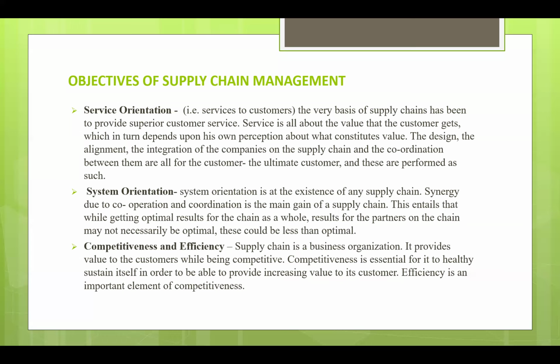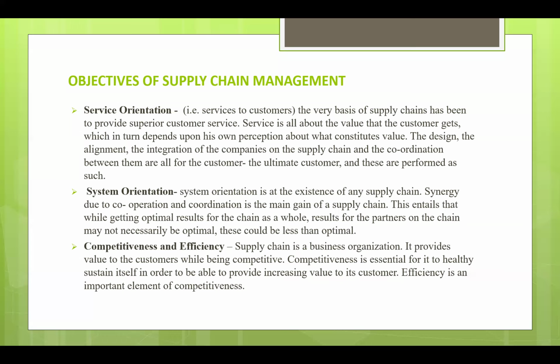That is, synergy due to cooperation and coordination is the main gain of a supply chain. This entails that while getting optimal results for the chain as a whole, results for the partners on the chain may not necessarily be optimal. This could be less than optimum, but they should work in synergy.